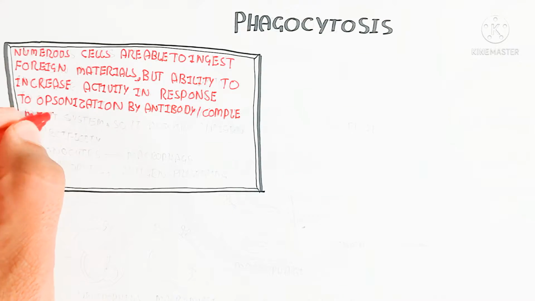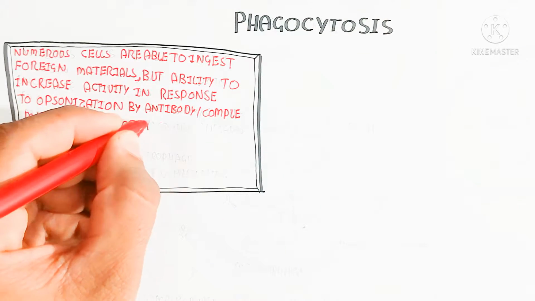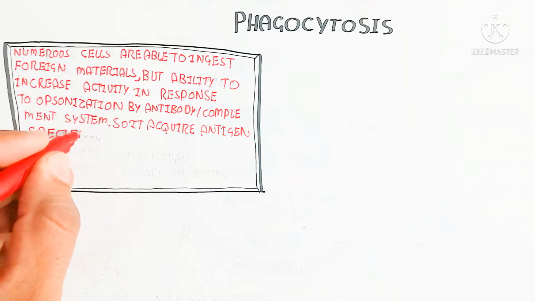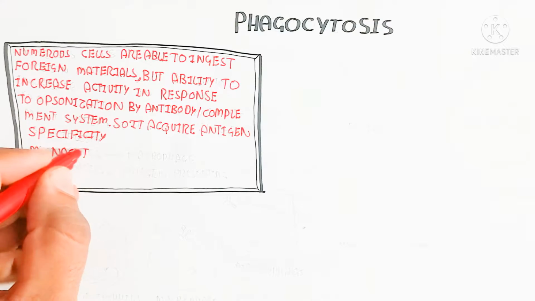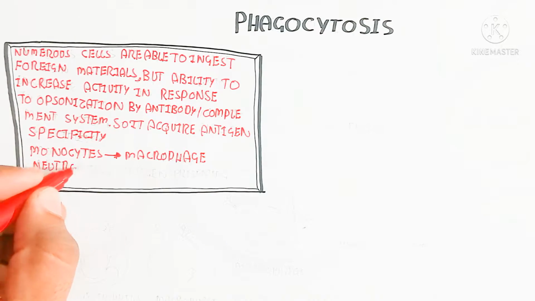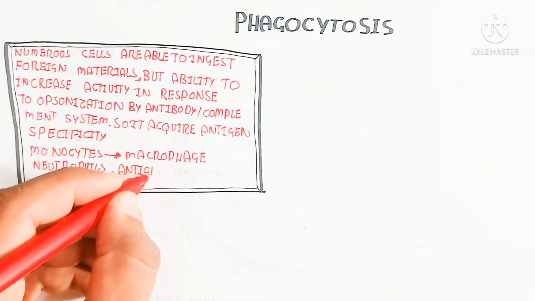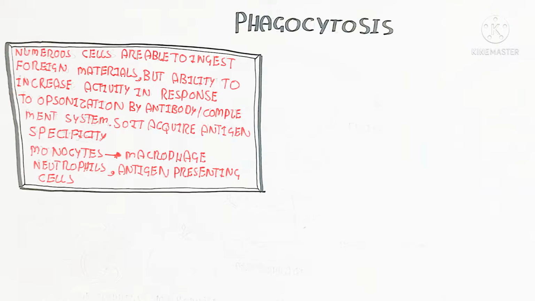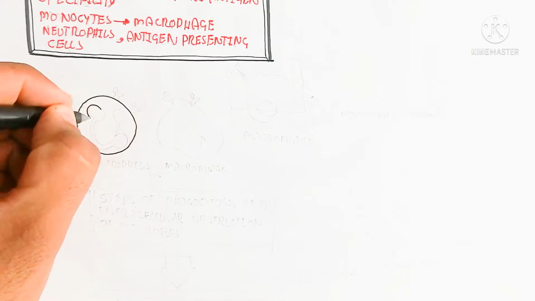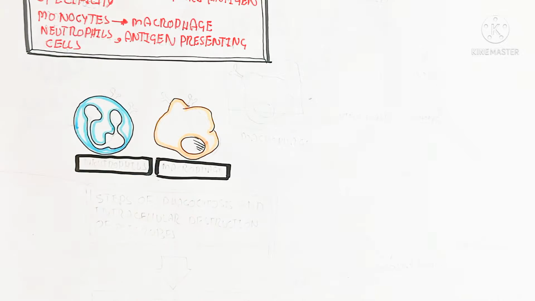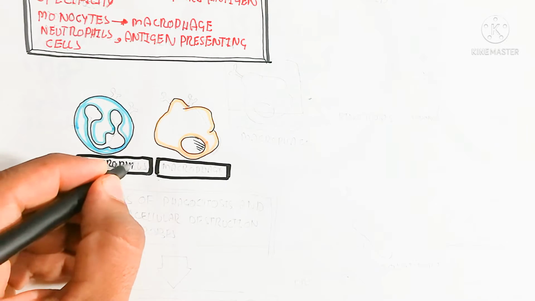It requires antigen specificity, meaning the engulfing of the antigen content requires specificity. The monocyte will proliferate into macrophage, which is also able to phagocytose, and neutrophils and antigen presenting cells also can. But here we will understand the neutrophils and macrophage.